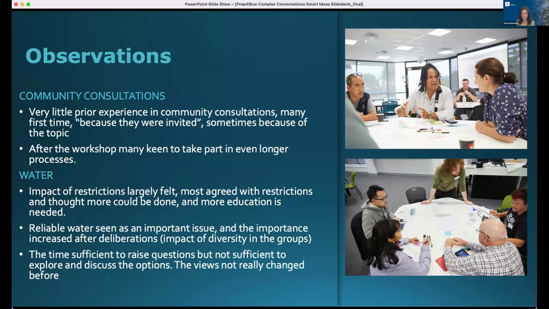We also learned a lot, which was useful for Water Care, about their experiences of the drought and what they knew and needed to know to really help answer the question that was being asked of them. As we've said, we had sufficient time to raise questions in these processes, but not really sufficient time to explore or discuss the options. So we didn't get any real time to even measure a change in attitudes about which options they would choose in that time.